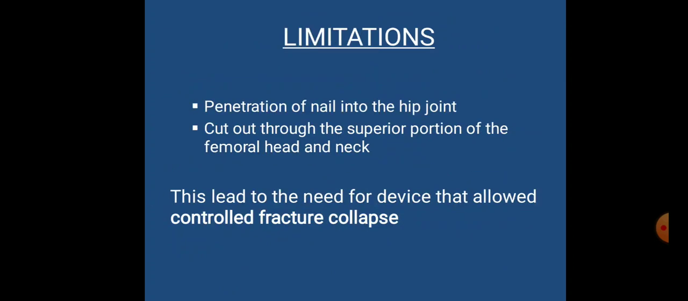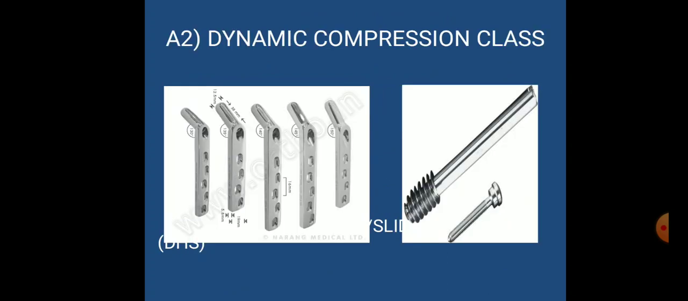But there are certain limitations. Here the penetration of the nail into the hip joint is a very important complication, as is cut through of the superior portion of the femoral head and neck. This led to the need for a device that allowed controlled fracture collapse. Then came the dynamic compression class.